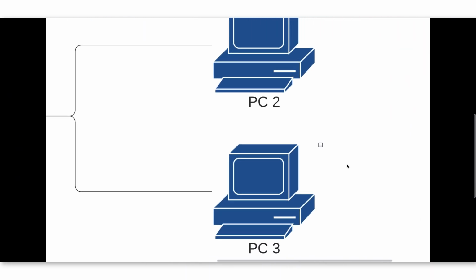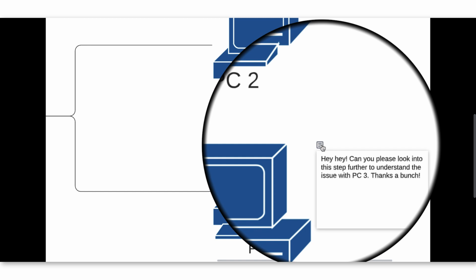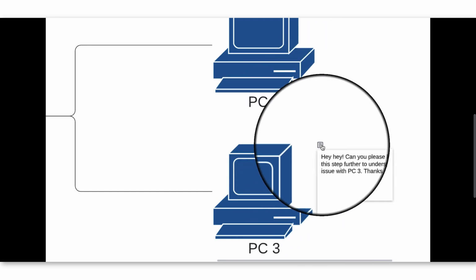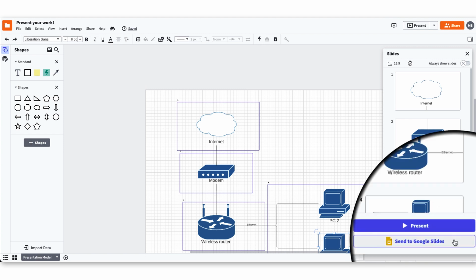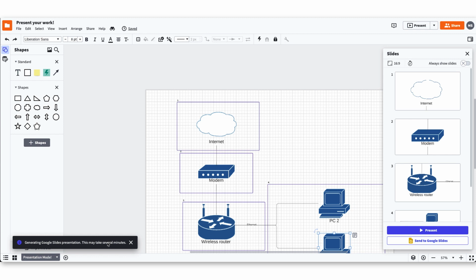From the presentation view, you will be able to present elements that come with the diagram, such as notes and images. If you need to export your presentation to Google Slides, all you need to do is click Send to Google Slides. Once you are notified your presentation is created, you can click View It Here to view your Google Slides presentation.